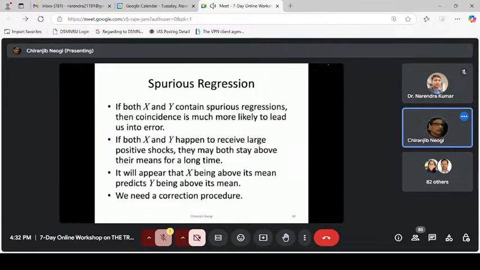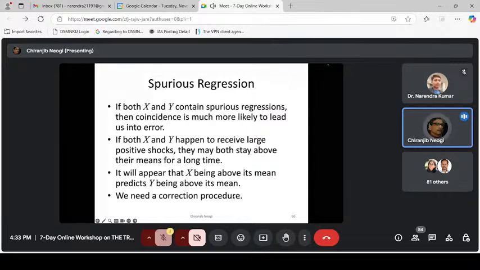If both X and Y contain stochastic trends, then coincidence is much more likely to lead us into error. If both X and Y happen to receive a large positive shock, they may both stay over their mean for a long time. It will appear that Z being above its mean predicts Y being above its mean, so we need the correction procedure.